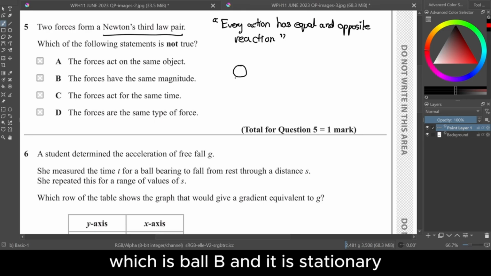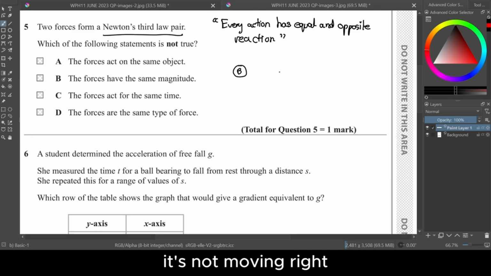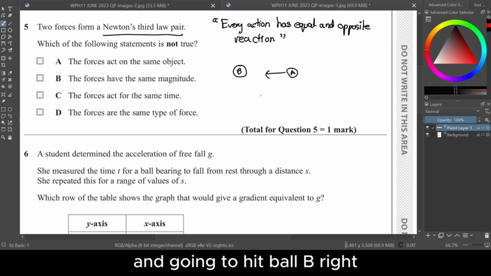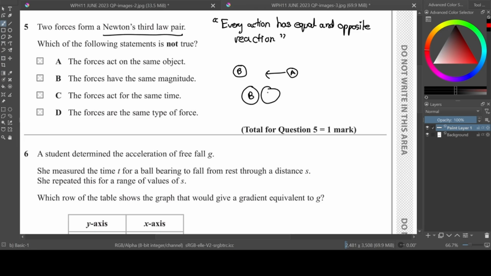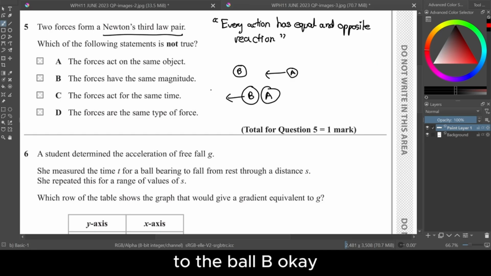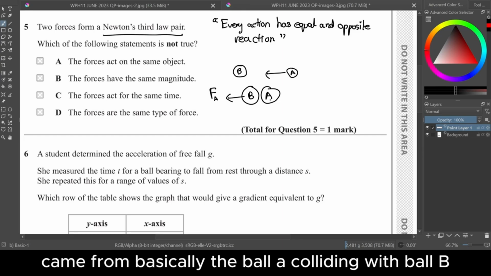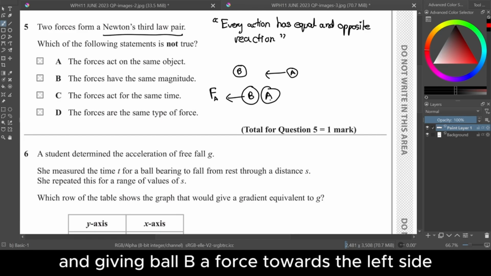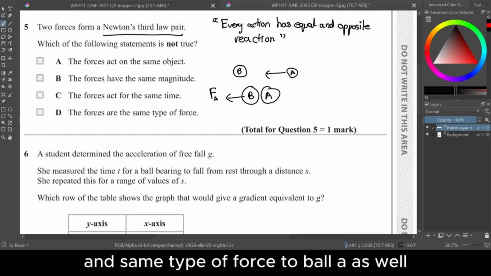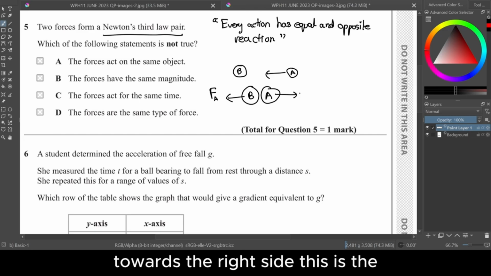So we have one ball here, which is ball B, and it is stationary, it's not moving. Ball A is coming from the left side and going to hit ball B. Once they collide, what actually happens behind the scenes? When ball A collides with ball B, it will provide a force to ball B. Let's say this is force A. But at the same time, ball B will also provide the same amount and same type of force to ball A as well.